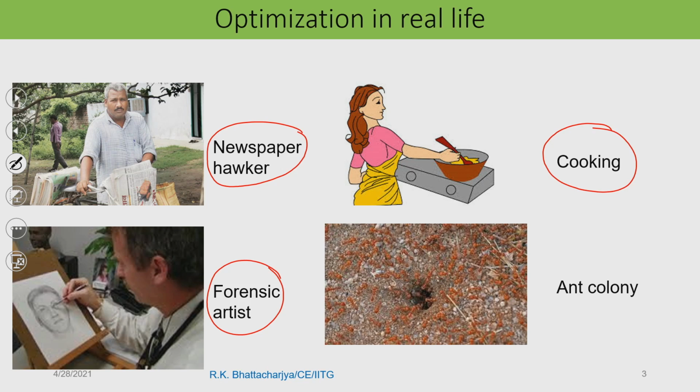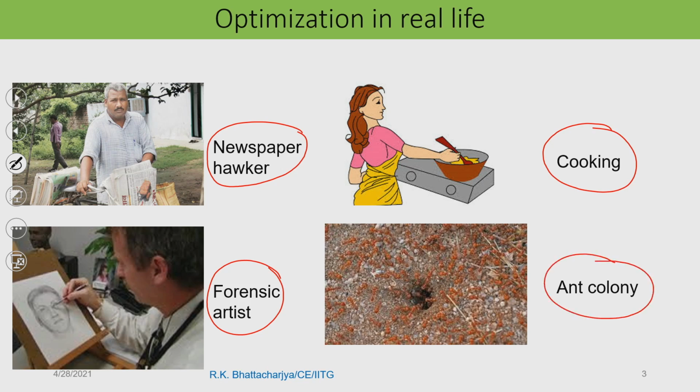After some iterations you will see that he has constructed the face of the criminal. So, what is the objective function here? The objective function is to maximize the similarity between his drawing and the criminal's face, basically. With some iterations he will be able to do that, and this is basically also solving an optimization model.